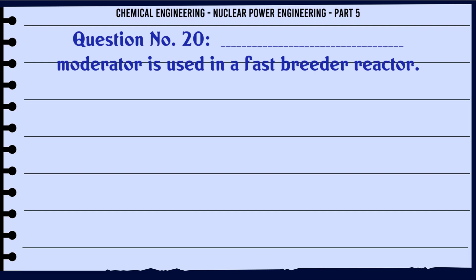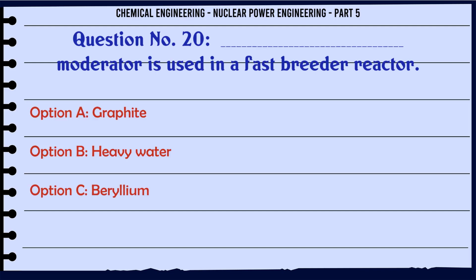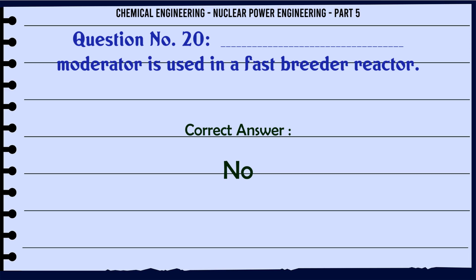Moderator is used in a fast breeder reactor. A. Graphite. B. Heavy water. C. Beryllium. D. No. The correct answer is no.